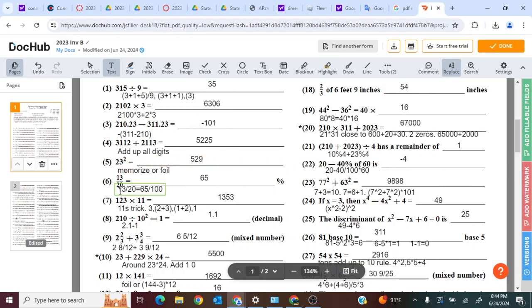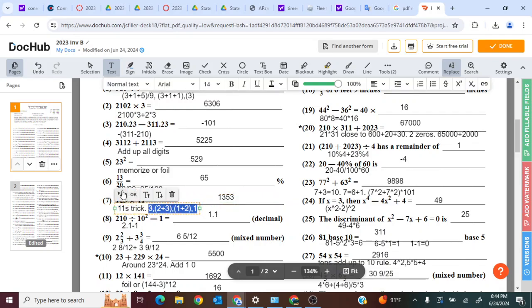Okay, 13 over 20 is equal to, if you multiply the numerator and denominator by 5, you get 65 over 100, which is 65%. Okay, 7, use your 11 trick. Start with this 3 right here. That's your 1's place. Add up this 3 and this 2. That's your 10's place. Add up this 10 and this 100. That's your 100's place. And then you just have this 1 left. So 1. So you can see that mapped out down here.